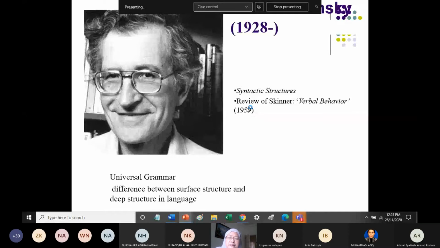Chomsky was a proponent. He assumed behaviorism, which is verbal behavior. But he changed the whole way of thinking about language in 1959 by postulating universal grammar, the difference between surface structure and deep structure.